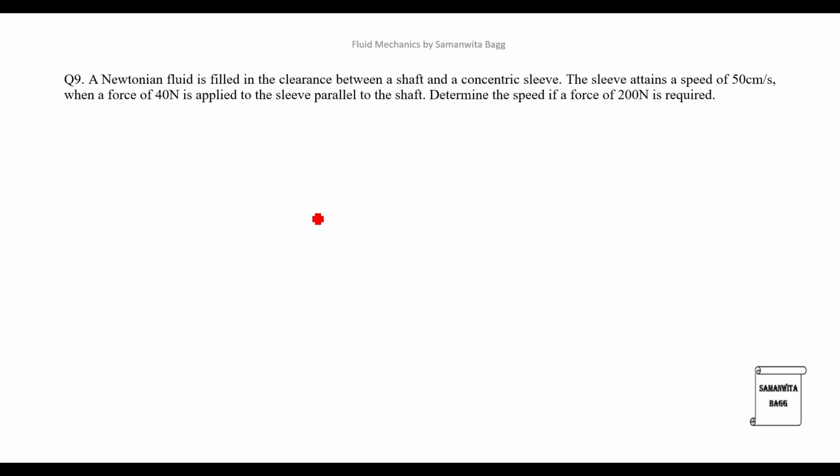Now let's take up the next numerical. A Newtonian fluid is filled in the clearance between a shaft and a concentric sleeve. The sleeve attains a speed of 50 centimeters per second. So the data given is the sleeve speed u, that is 50 centimeters per second, which is 0.5 meters per second, when a force of 40 Newton is applied to the sleeve parallel to the shaft. Value of force applied is 40 Newton. Determine the speed if a force of 200 Newton is required.